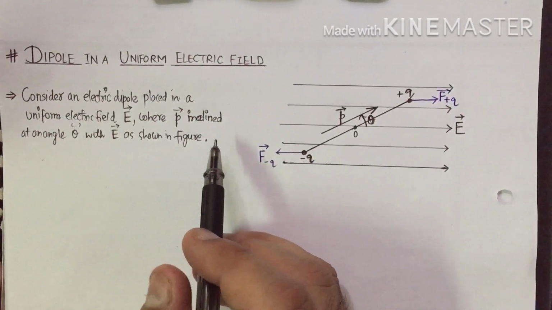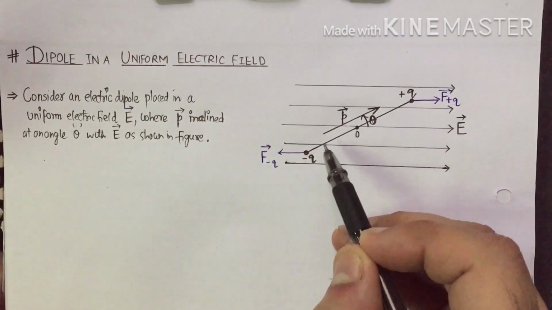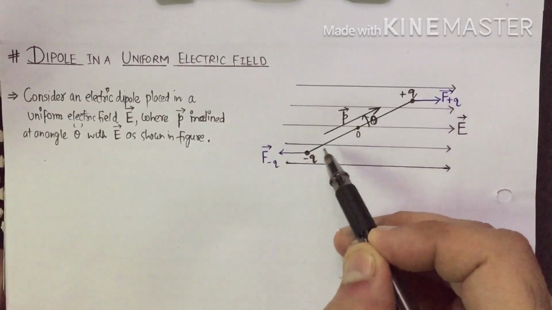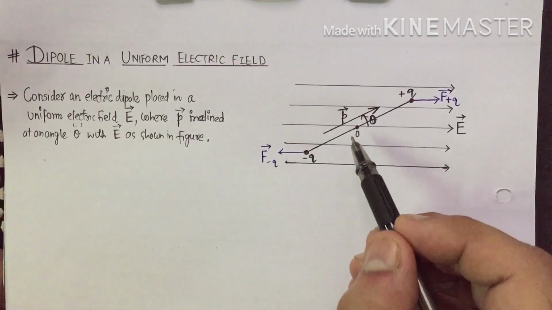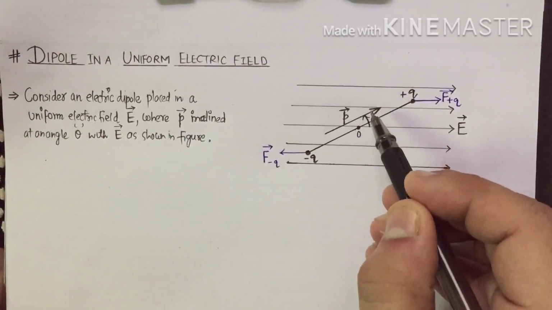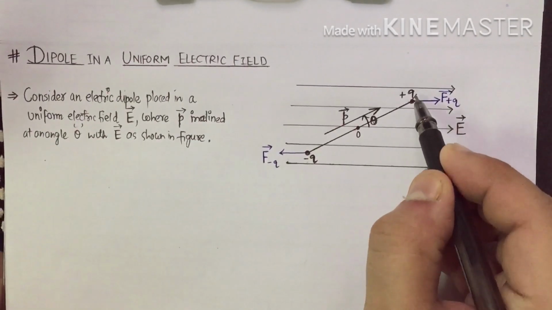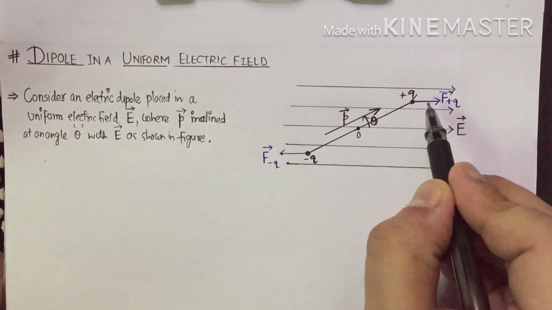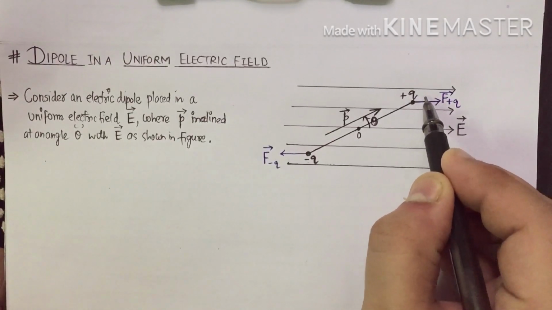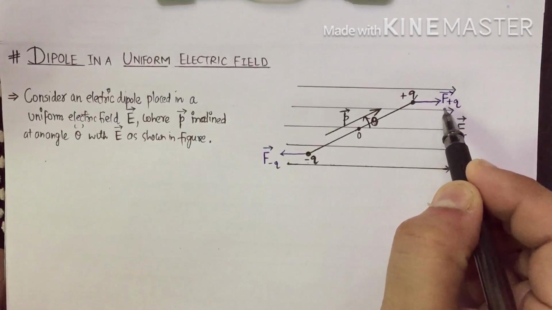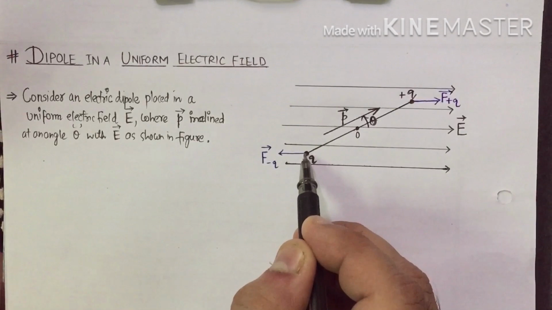Today we will see what happens when a dipole, so in the figure we can see there is an electric dipole, is placed in a uniform electric field E such that the dipole moment vector P makes an angle theta with the electric field. The force on this positive charge Q is acting towards the right. It has a tendency to move in the direction of the electric field. So the force on the positive charge is represented by F plus Q. Similarly, there is a force on the negative charge towards the left.